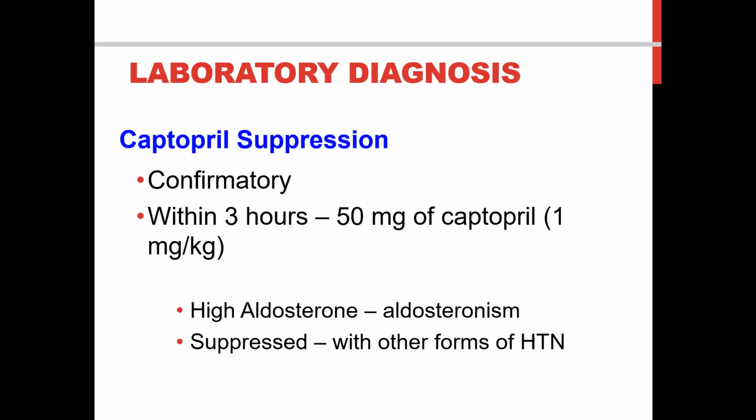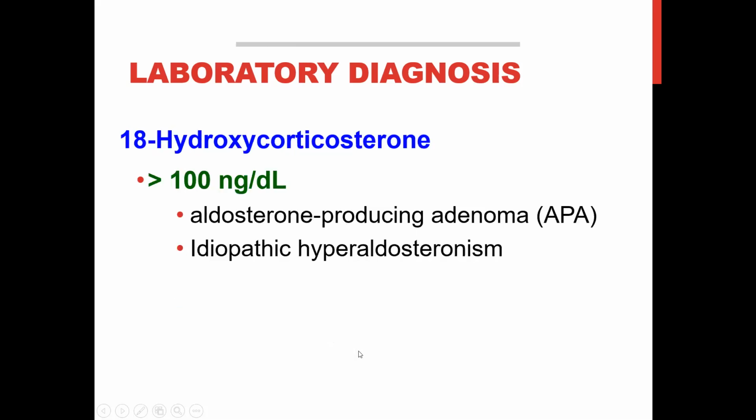For captopril suppression, diba, captopril is an ACE inhibitor, the angiotensin converting enzyme inhibitor. So whenever we use captopril, this is actually a confirmatory test, and it will suppress, diba, the aldosterone level. So within 3 hours of taking 50 milligrams of captopril, that's 1 milligram per kilogram, if there's still high aldosterone, there would be aldosteronism. And if it is suppressed, then the patient has other causes of hypertension.